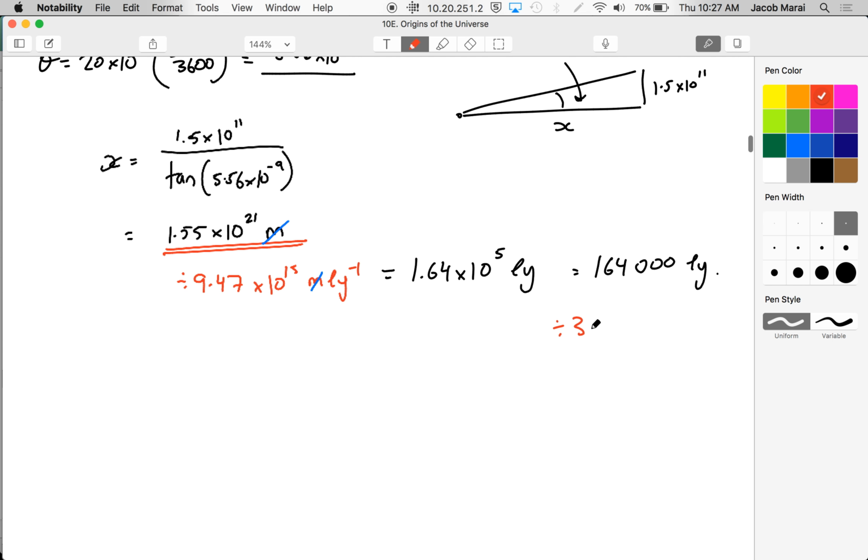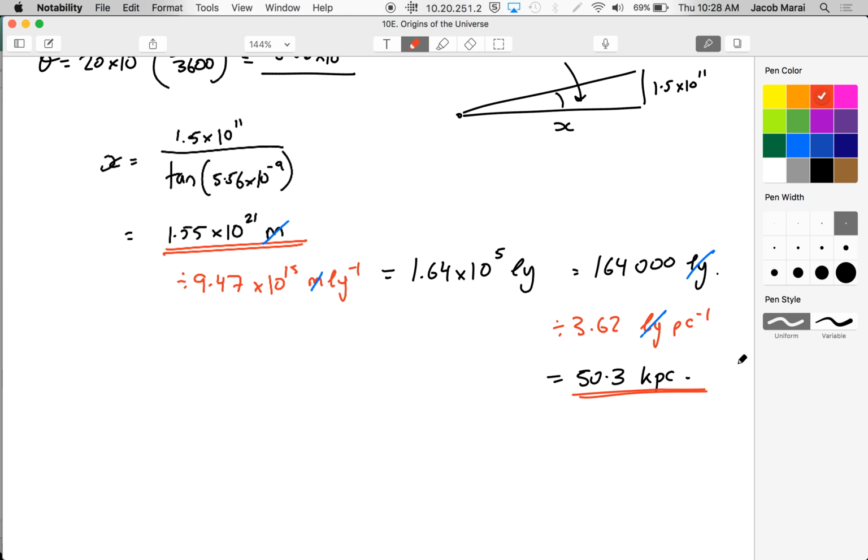We divide that by 3.26 light years per parsec, and we can get our answer in parsecs. We get 50.3 thousand parsecs.